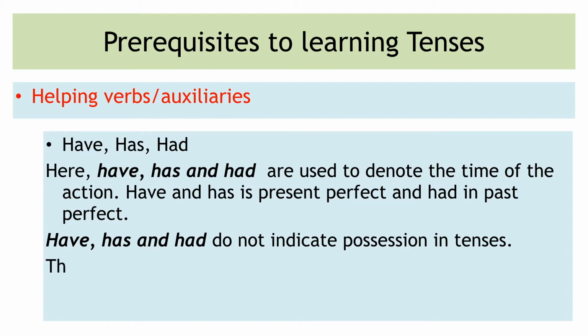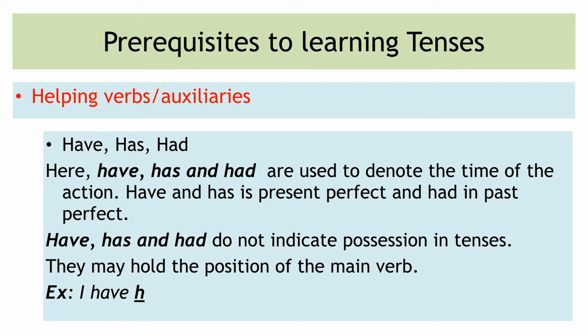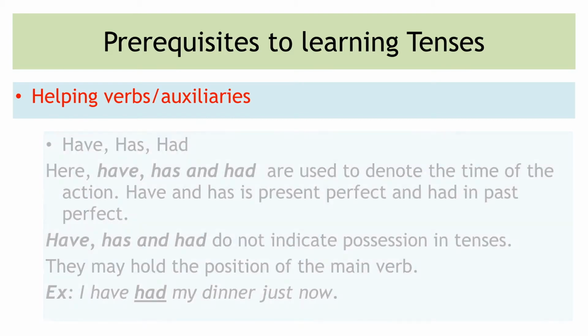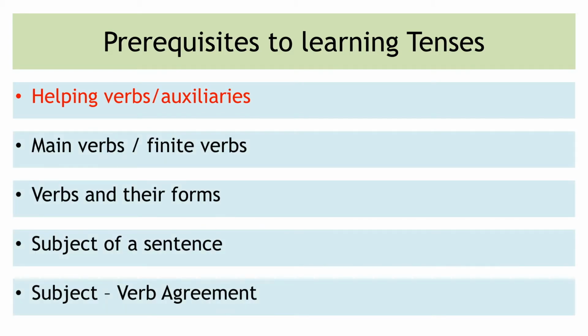Have, has, and had may hold the position of the main verb. Example: I have had my dinner just now. Here, had is the main verb and have is the helping verb. So, we have completed helping verbs. Now, let us learn more about main verbs.